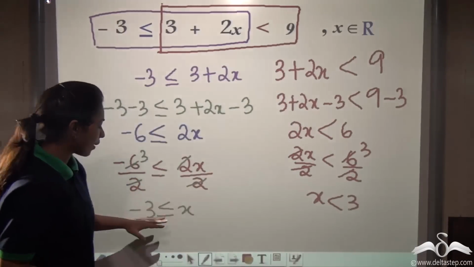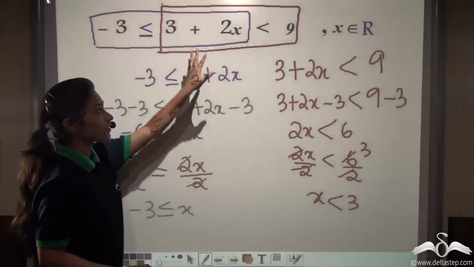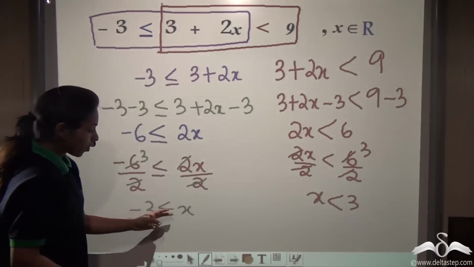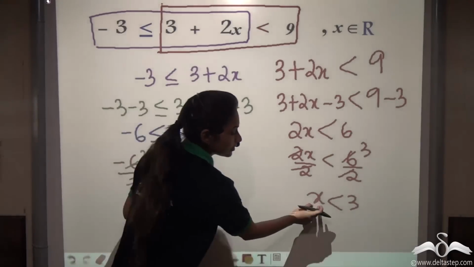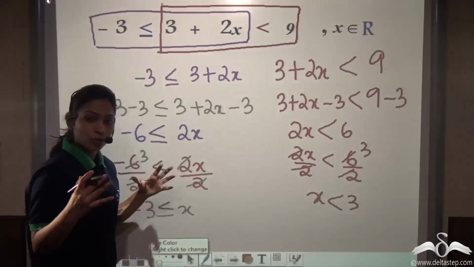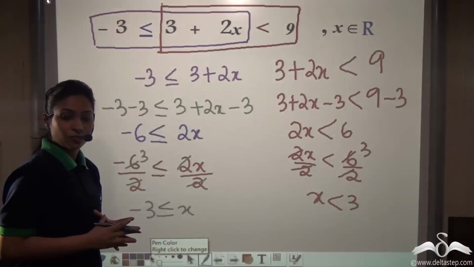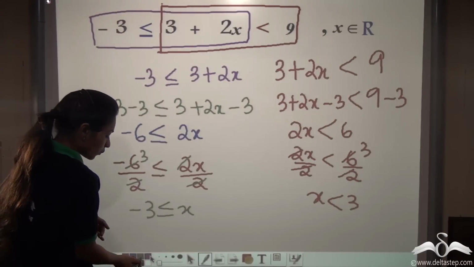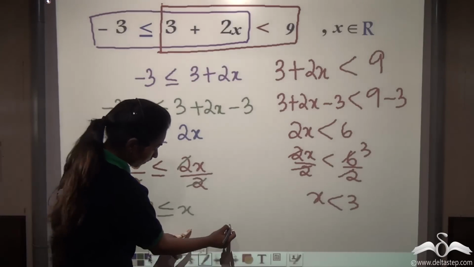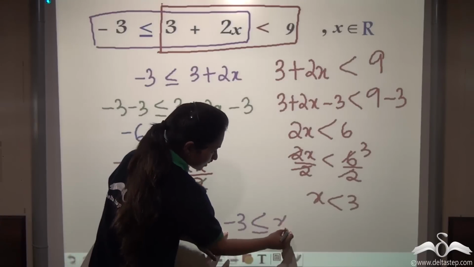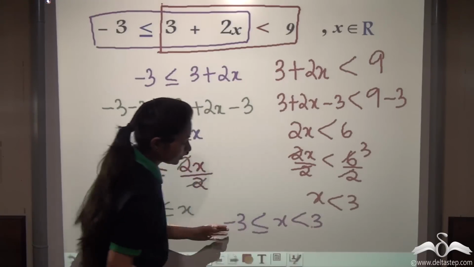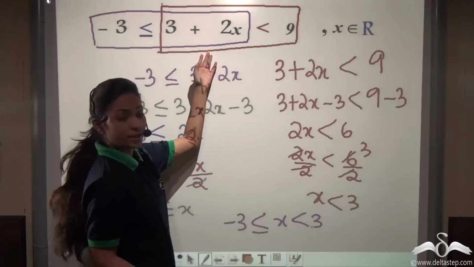So you can see I have two solutions for this inequation. What are they? First, x is greater than or equal to minus 3 and x is less than 3. So I have to unite these to make the solution for this inequation. So uniting this, what will I get? Minus 3 less than or equal to x less than 3. See, this is my solution for this inequation.